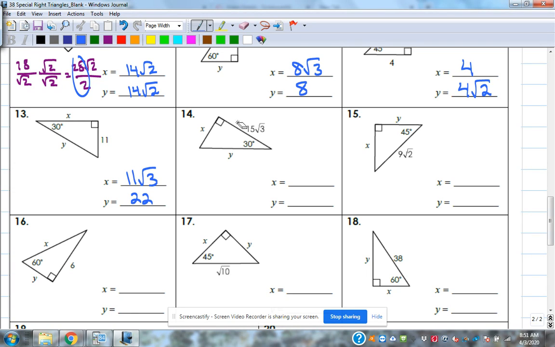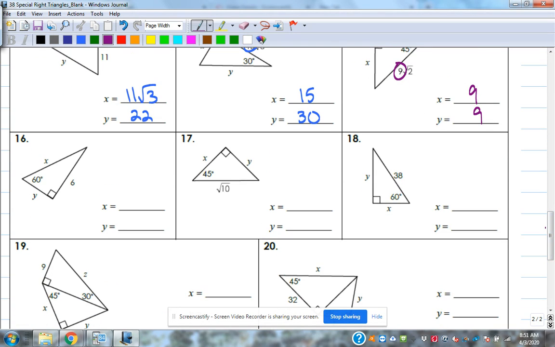All right, on 14, we got a 30, 60, 90. We have the long side, but it has the radical 3 on there. So we know that the short side is going to be 15. The long side is 30, or the hypotenuse is 30. Out of that. Number 15, we've got 45, 45, 90. We know that the rules are the legs are the same and the hypotenuse is leg times radical 2. So 9 must be the leg.